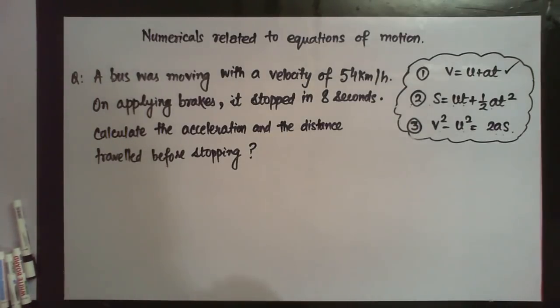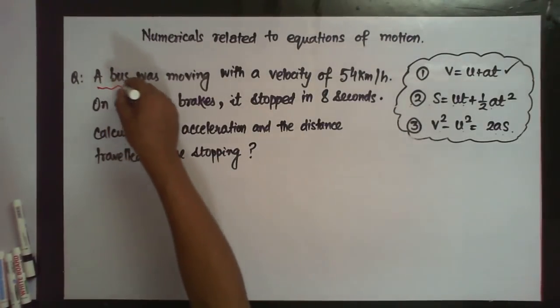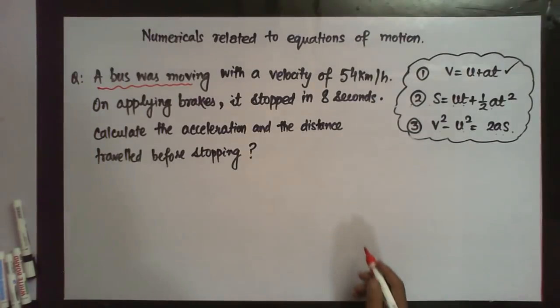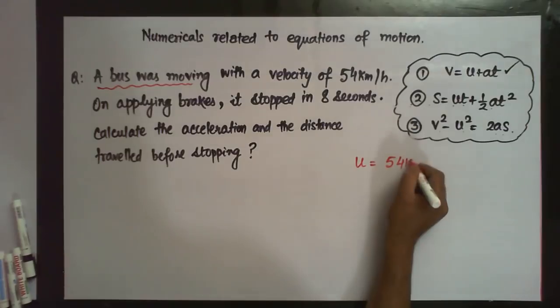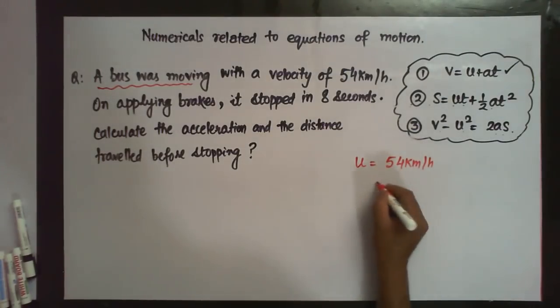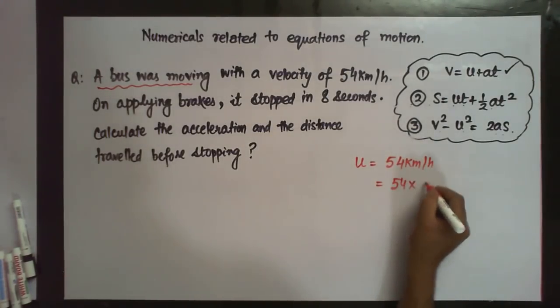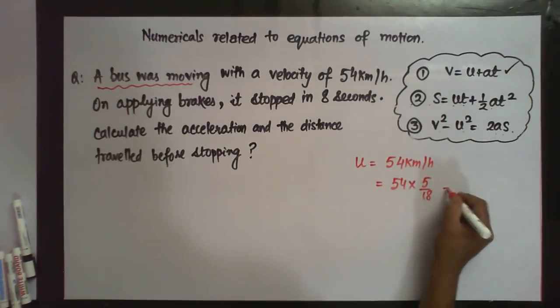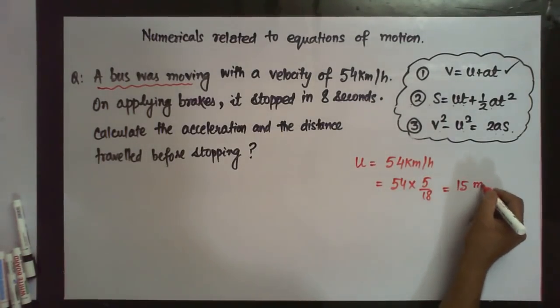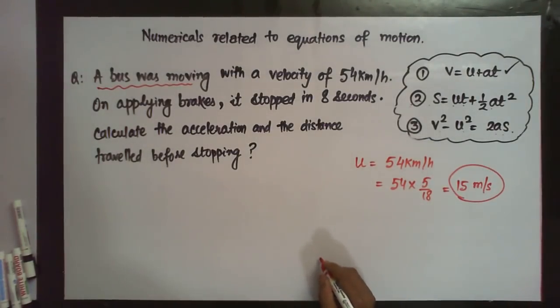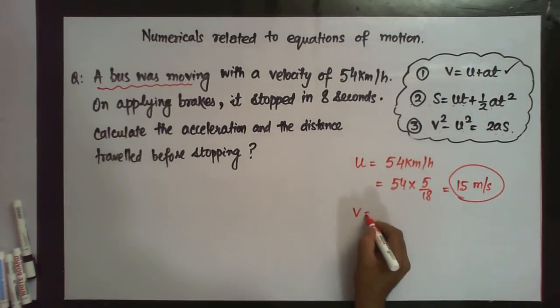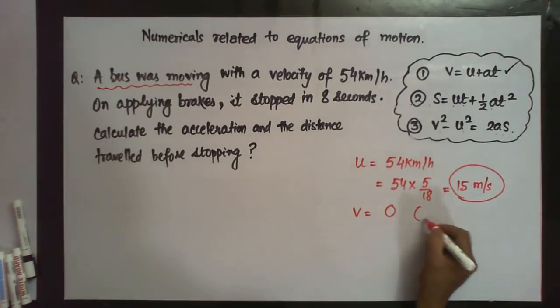A bus was moving with a velocity of 54 km per hour. So initial velocity is given, 54 km per hour. So this would be 54 into 5 upon 18. So we get 15 meter per second. So this is the value of u. On applying brakes, it stopped in 10 seconds. So finally the bus comes to rest.